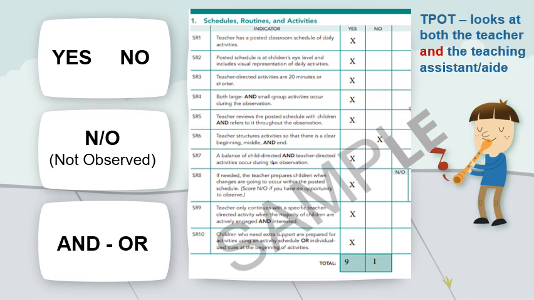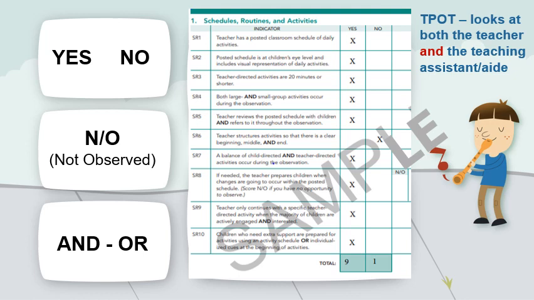Now let's take a look at this sample. All indicators are scored either yes, no, or not observed. This sample teacher has received 9 yeses and 1 no. However, notice indicator SR8. This one has a third choice, not observed, which indicates there was not an opportunity to observe this indicator.